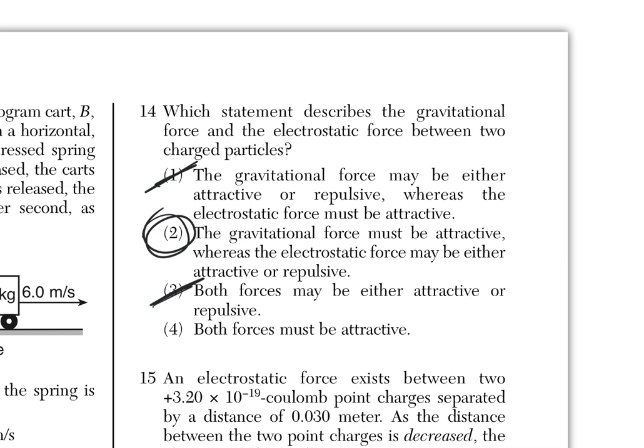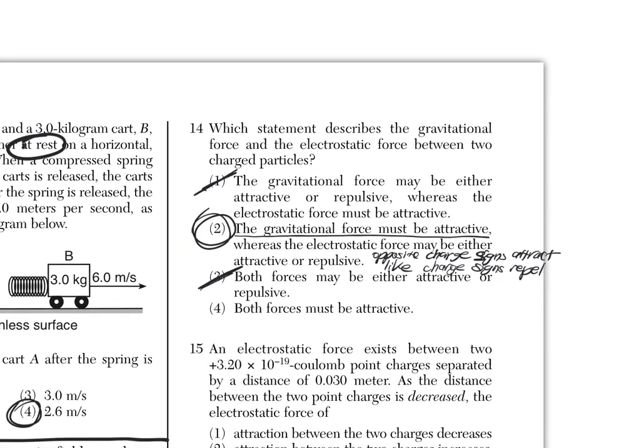Remember that opposite charge signs attract. Opposites attract. And like charge signs, like positive, positive or negative, negative, they repel each other. But gravitational force must be attractive. So that's choice 2. All right.